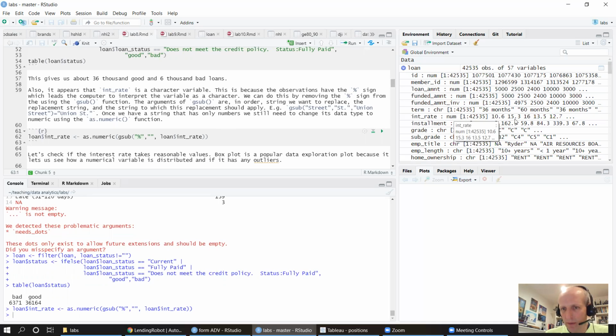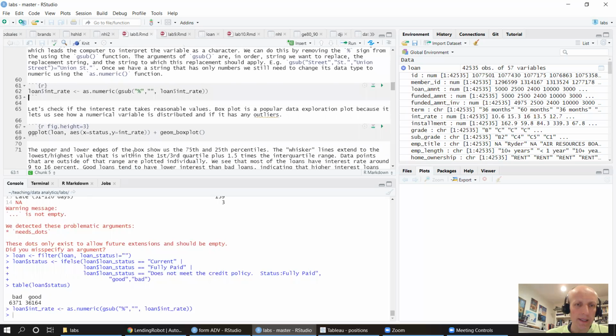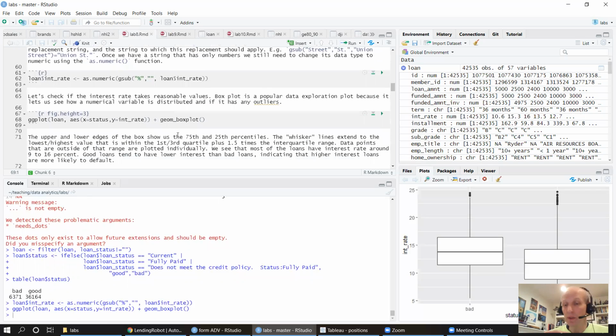It's going to be numerical. You can see it is numerical. Let's explore the interest rates. Let's just see what this platform charges people for loans. I'm going to use a box plot.